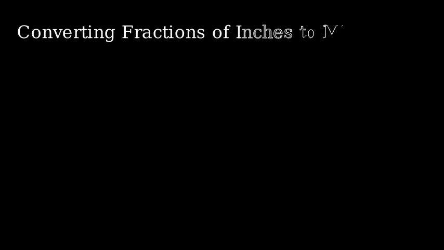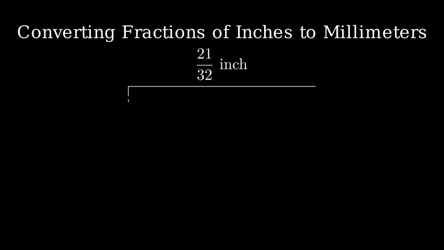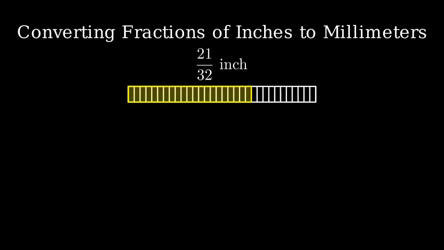Let's learn how to convert 21/32 of an inch to millimeters using dimensional analysis. We start with 21/32 of an inch. Let's visualize this on a ruler. To convert this to millimeters, we need to use the conversion factor that 1 inch equals exactly 25.4 millimeters.